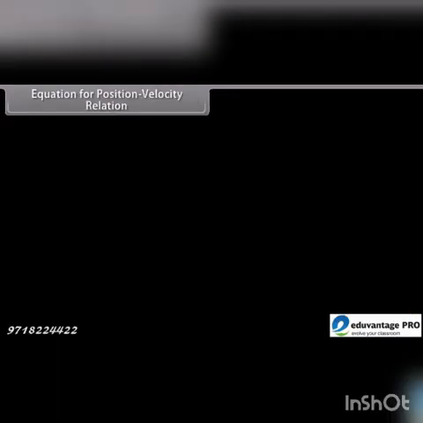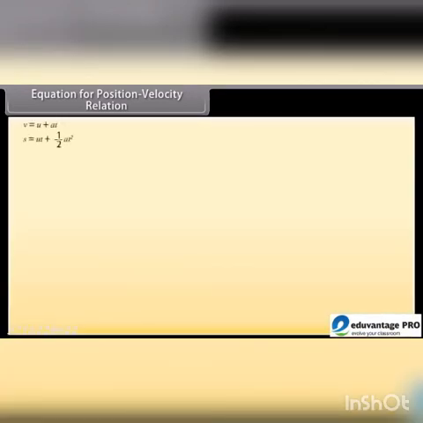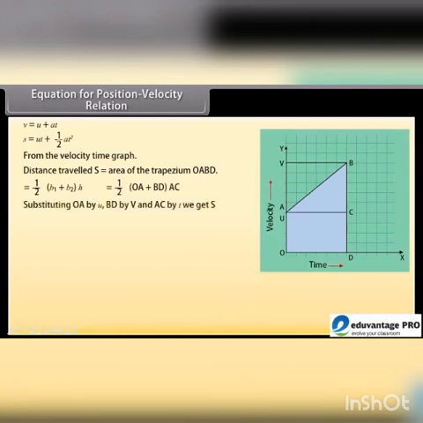Equation for position-velocity relation. The third equation will be obtained from these two equations. From the velocity-time graph, the distance travelled s is equal to the area of the trapezium OABD. This is 1 upon 2 into (B1 plus B2) into h, which is equal to 1 upon 2 into (OA plus BD) into AC. Substituting OA by u, BD by v, and AC by t, we get s is equal to 1 upon 2 into (u plus v) into t, equation 1.